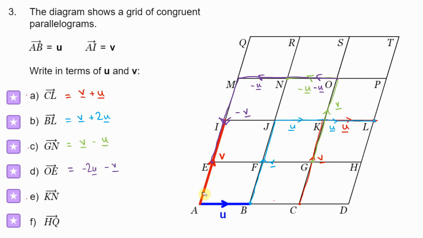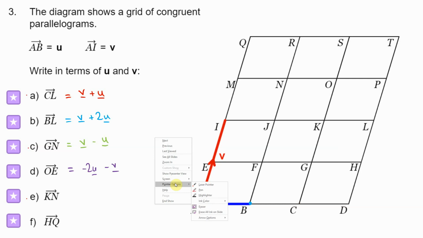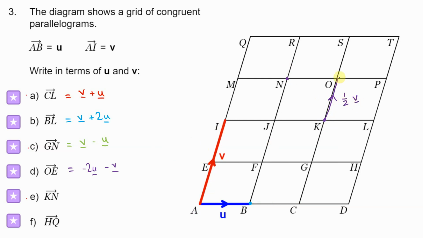Okay. I'm going to erase my stuff, and we're going to have a go at the final 2. Perfect. Okay, so K to N. Let's find K, and let's find N. So I want to go up by 1. Up by 1 is half of this movement, so that is going to be half V. And then I want to go left by 1. That is going to be minus U, because U is to the right, I'm going to the left. So this is going to be half V minus U.